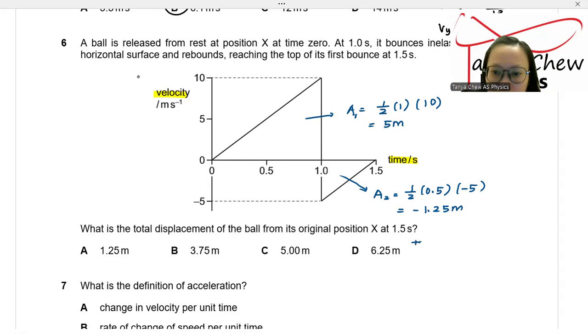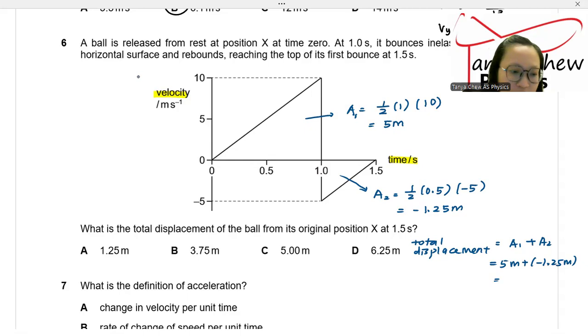Total displacement, total means the sum, the addition of two displacements. So total displacement is equal to A1 plus A2, which is equal to 5 meter plus negative 1.25 meter. So the answer is 3.75 meter. The answer is B.